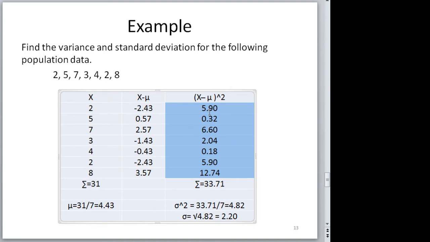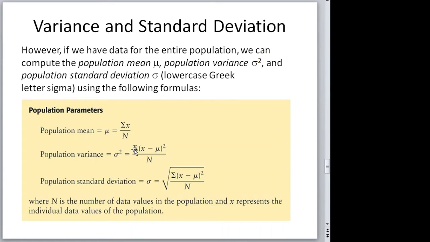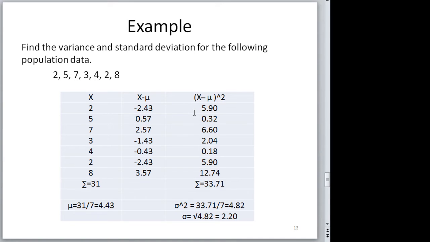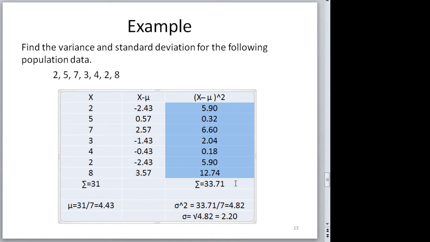Now what do we do with this? We add it up. Remember that formula, right? You add it up, that summation sign right there. So if you add these up, you get 33.71. What do you do with this value? Well, you divide that by n, the uppercase N. How many data points? There are 7 data points. So divide that by 7, then you get 4.82. 4.82 is what? Sigma squared. This is the variance value.